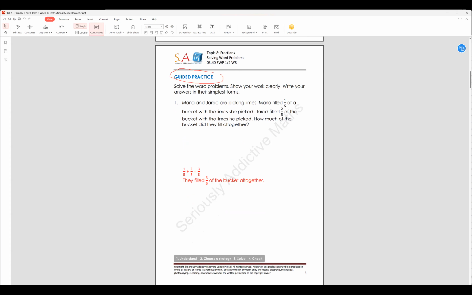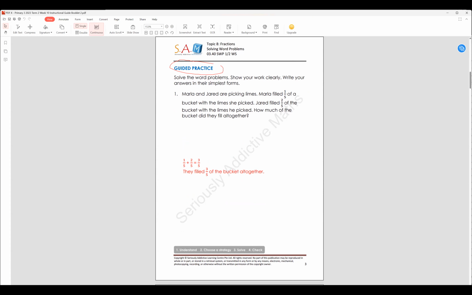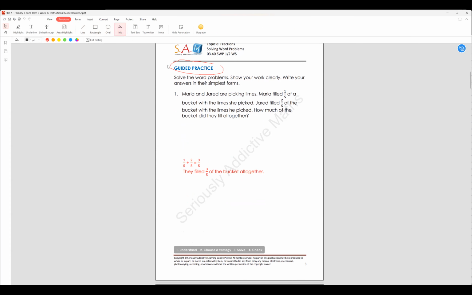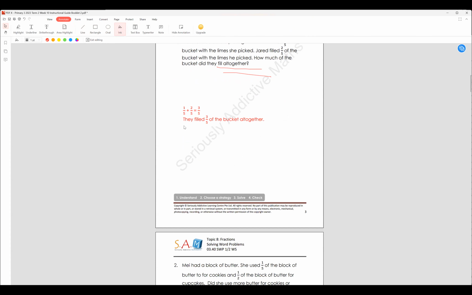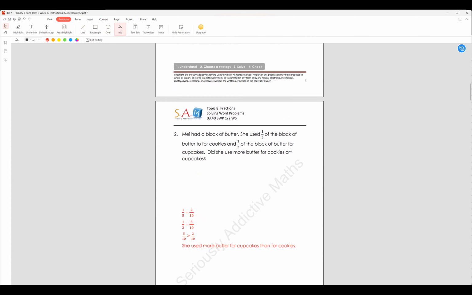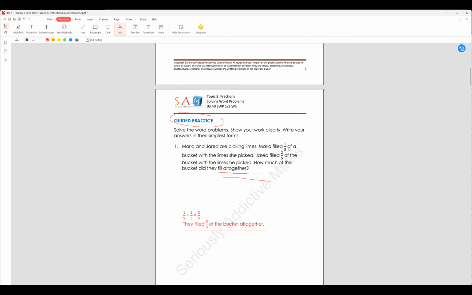Mary and Jared are picking limes. Mary filled 1/5, and then Jared filled 2/5 of the bucket. So how much did they fill all together? This is a sign that it's an addition word problem, an addition fraction question. So they write the steps: 1 out of 5 plus 2 out of 5 equals 3 out of 5. Write the statement answer.